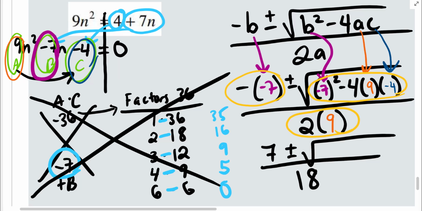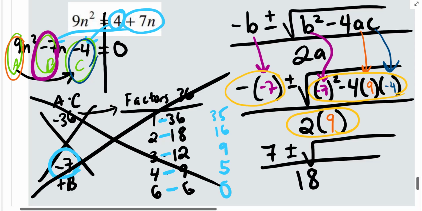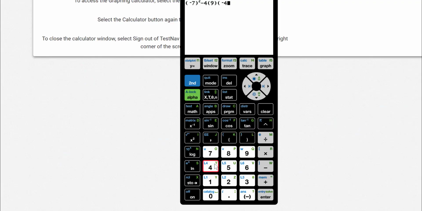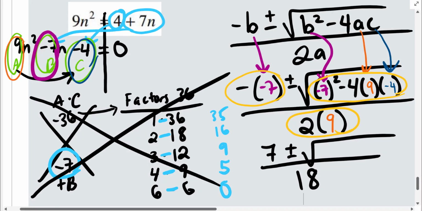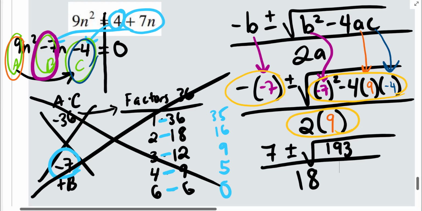Now the part in the root, you can use your TI-84 calculator, I highly recommend it. Type it exactly as is with all those parentheses. So we have parentheses -7 parentheses squared, -4 parentheses, a is 9, and then c is -4. And the answer is 193. Now, let's check if we can simplify that root. Can we simplify the root? So you're going to click second and then this button, 193. Is that a nice number that you can simplify it to? No. So I'm going to leave that root as is.